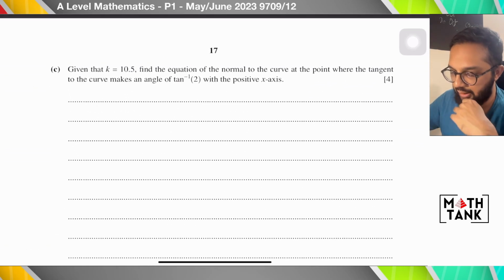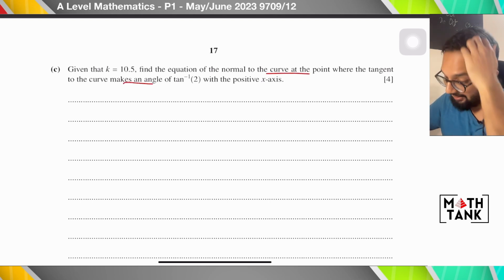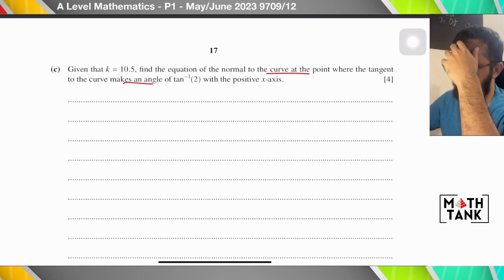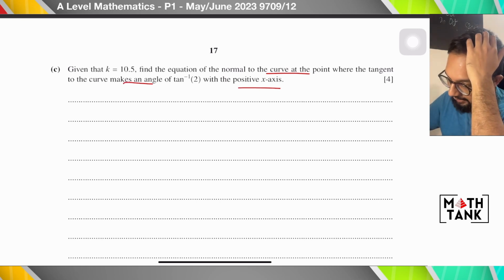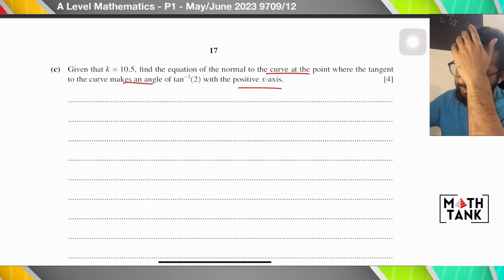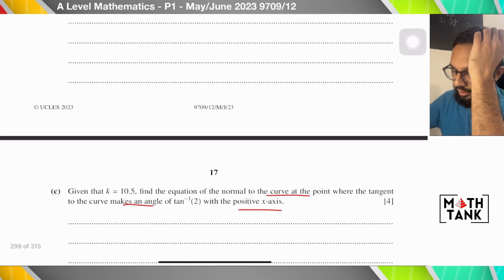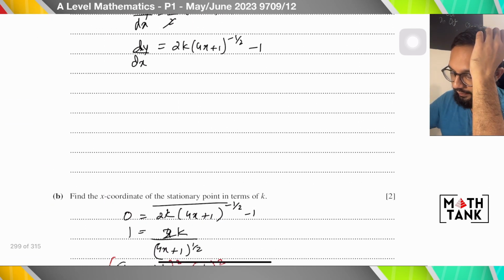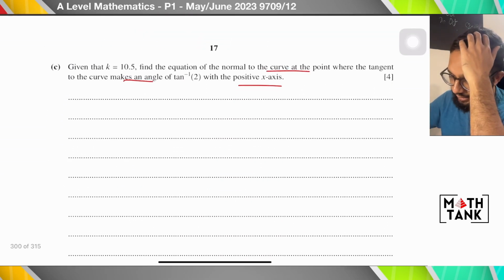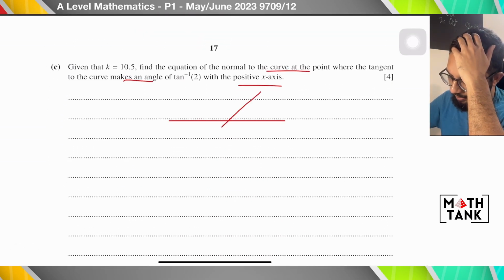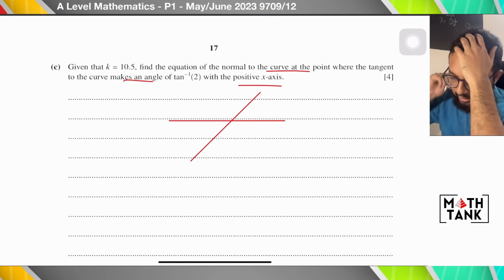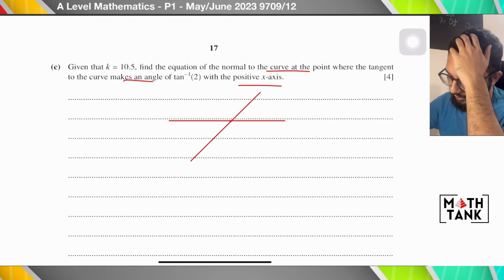Given that k equals 10.5, find the equation of the normal to the curve at the point where the tangent to the curve makes an angle of tan inverse of 2 with the positive x-axis. So, given that k equals 10.5, find the equation of the normal to the curve at the point where the tangent makes an angle of tan inverse of 2.